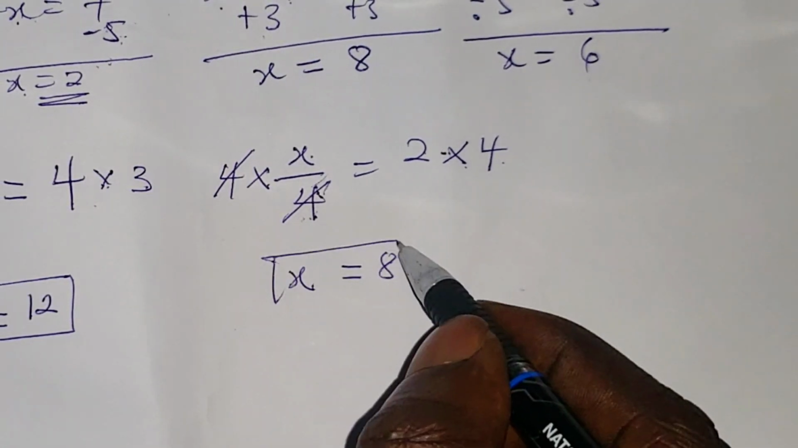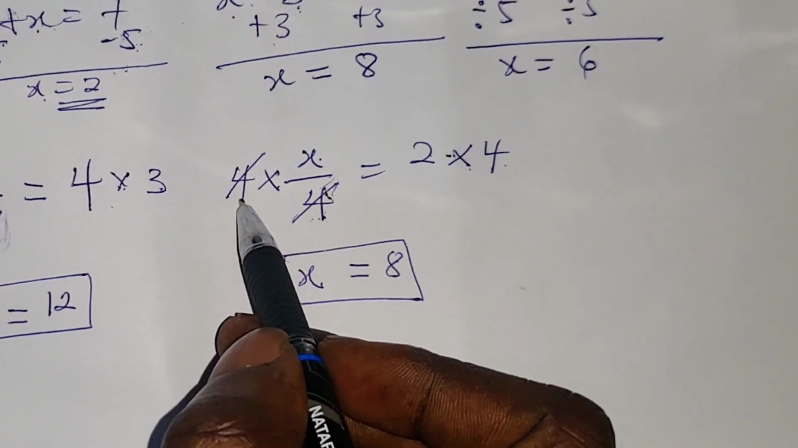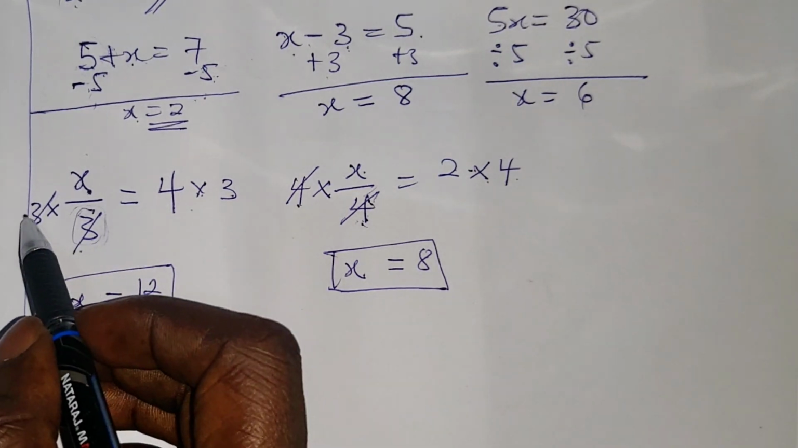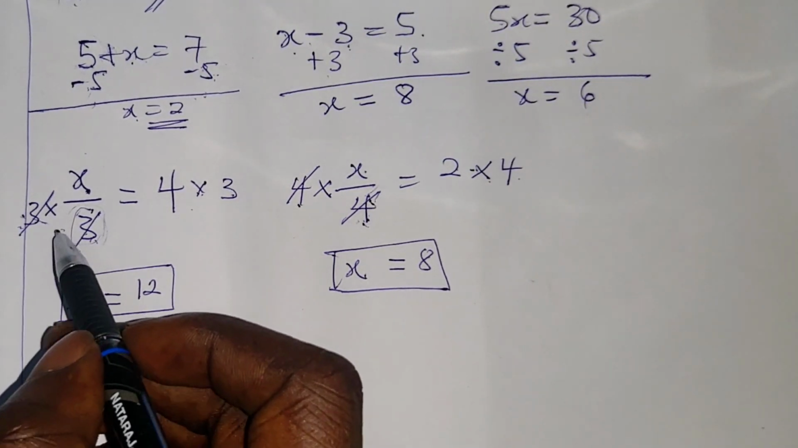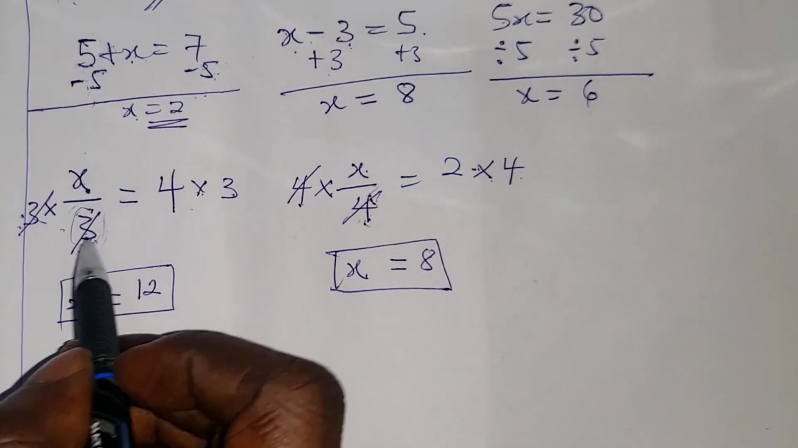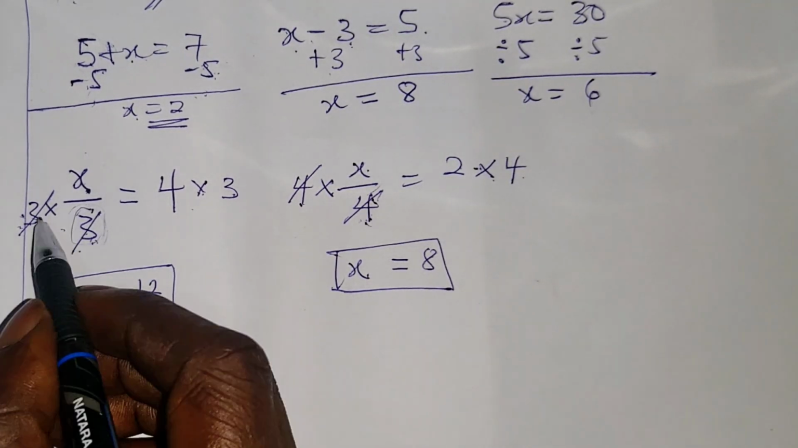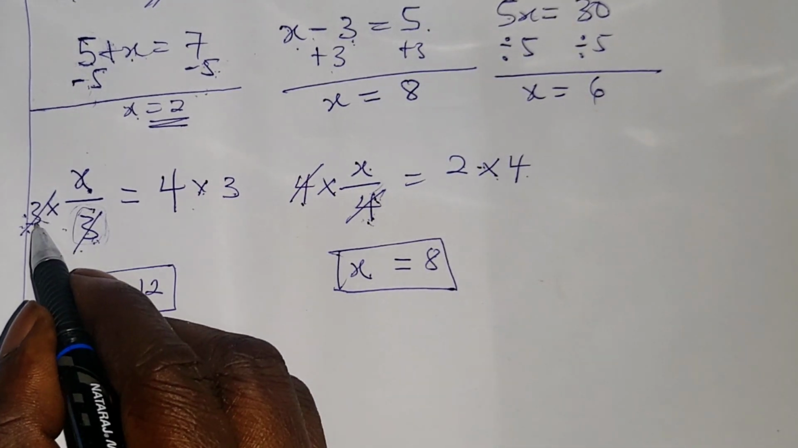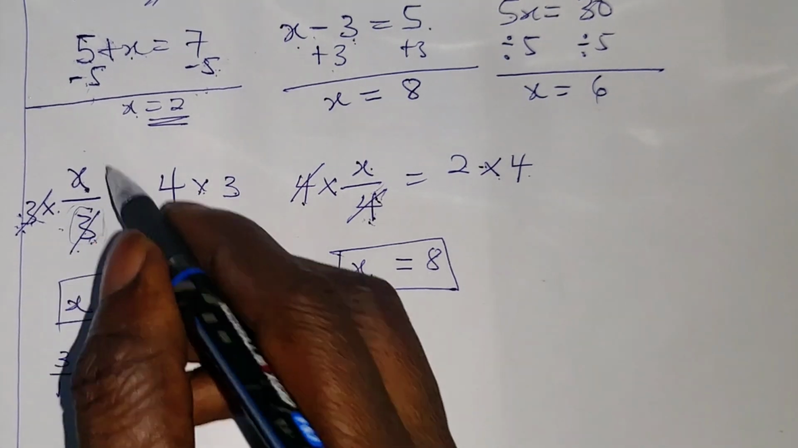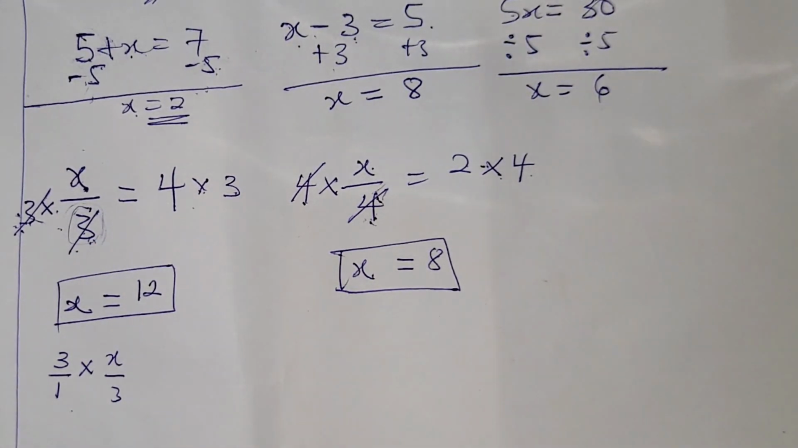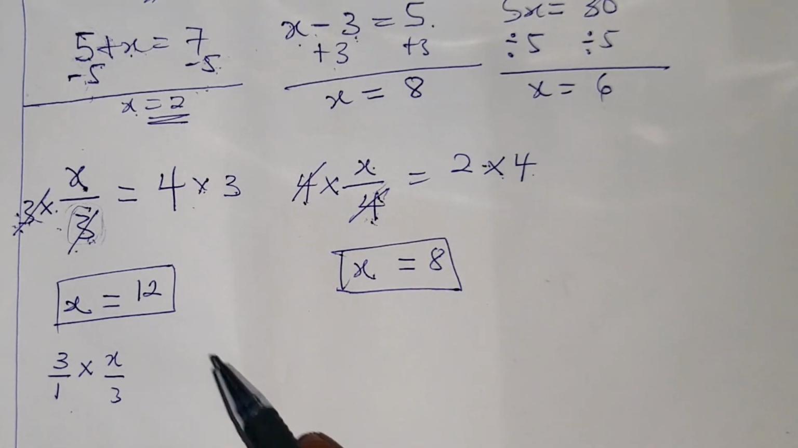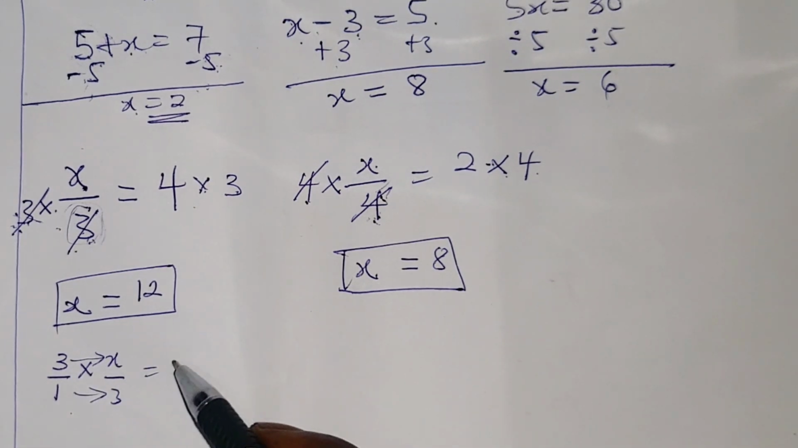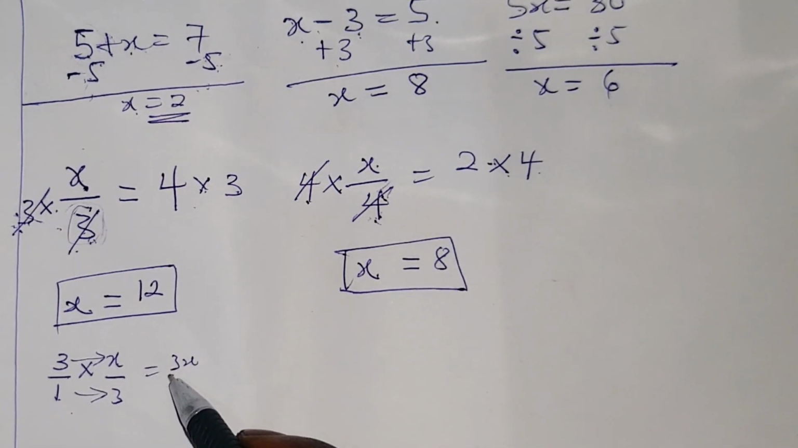Now, a student will be asking, why is it that this 4 cancels this 4, or this 3 cancels this 3? It's because they are actually dividing. This is x over 3. What happens if you multiply by 3? Don't forget that this is a whole number, so we have 3 over 1. This times x over 3. You've learned in multiplication of fractions that you multiply the numerators and the denominators. So 3 times x is 3x, and 1 times 3 is 3.